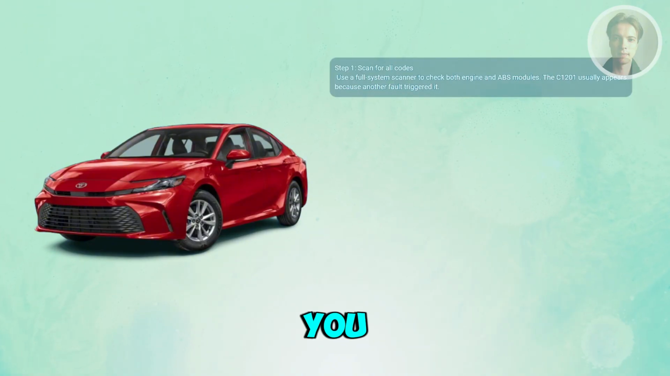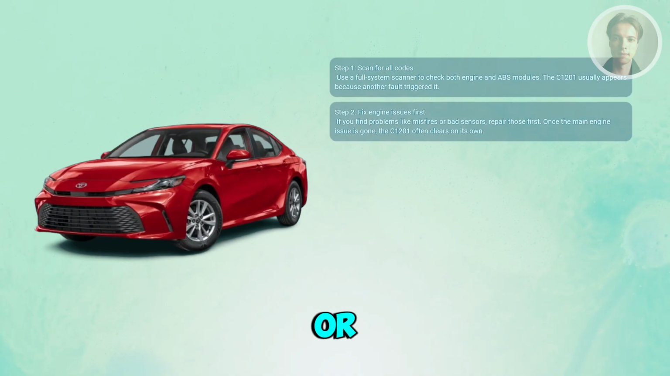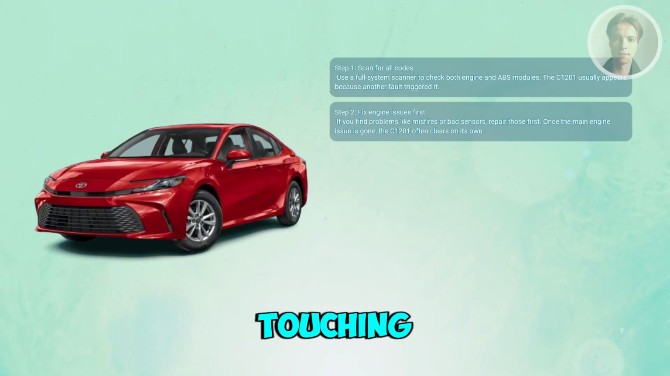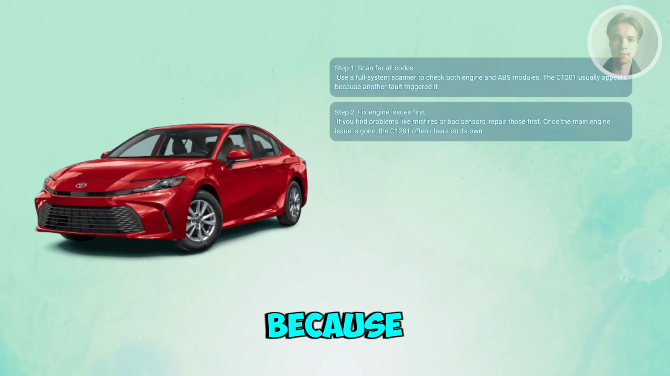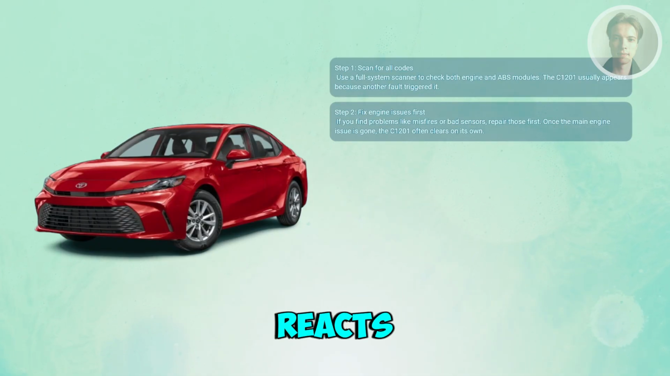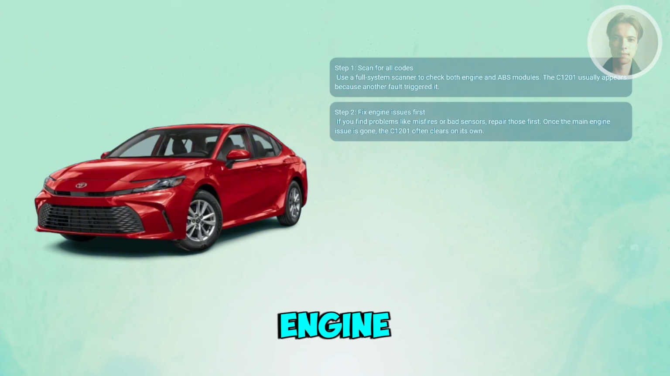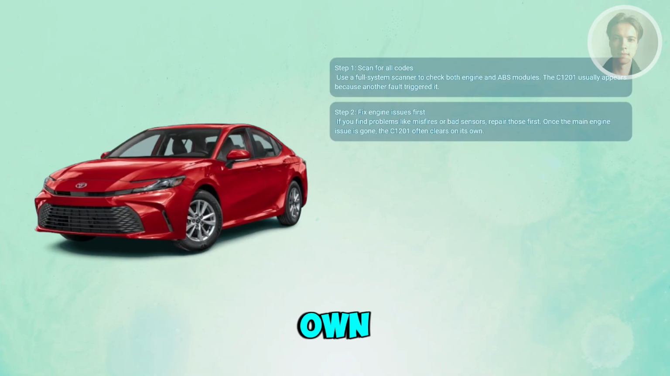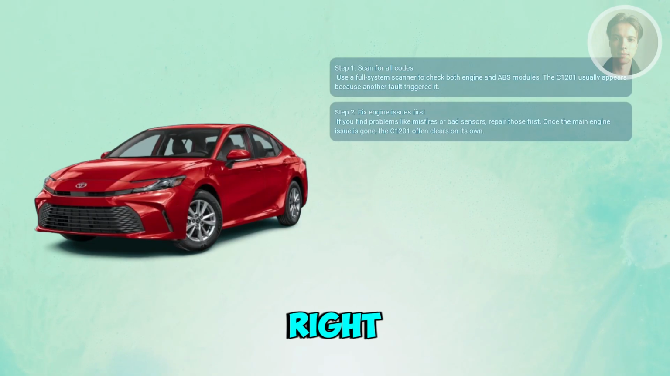Also, if you see codes related to misfires, oxygen sensors, or fuel mixtures, deal with those first before touching anything else. Now, the C1201 code pops up because the vehicle stability system reacts to engine problems here. Now, fixing the root engine issue often makes the C1201 disappear on its own. Now, it's basically the car's way of saying something upstream isn't right.